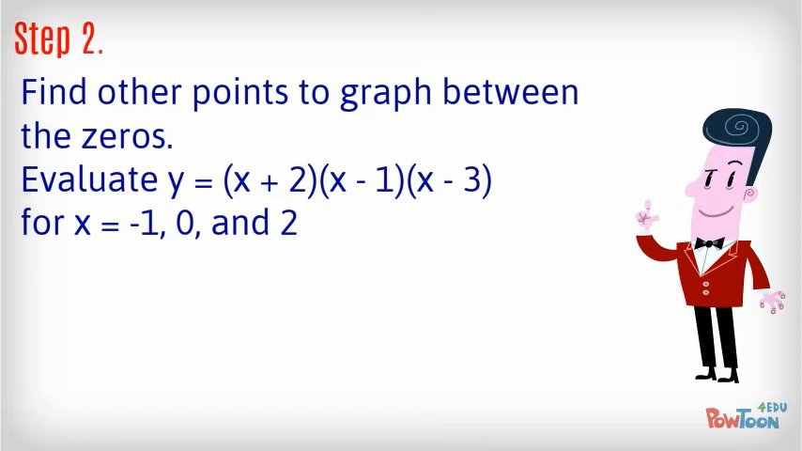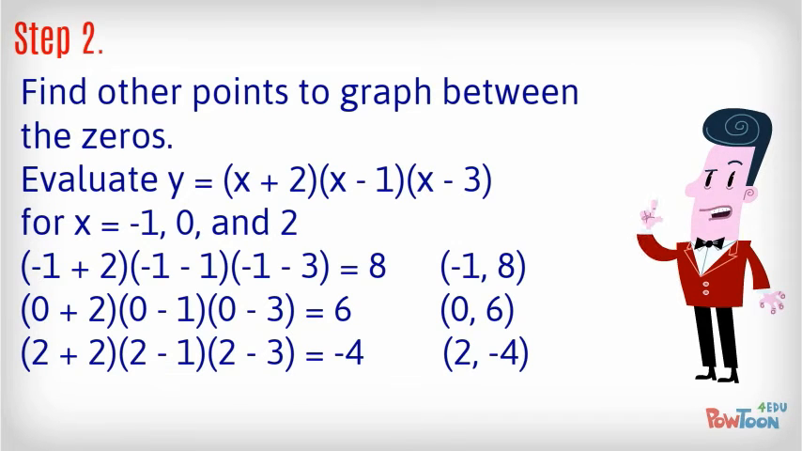Have you evaluated what the y values are? There they are. So when x is -1, we get 8 for y. When x is 0, we get 6 for y. And when x is 2, we get -4 for y. Now we have 3 more points that we can graph, besides the 3 zeros, which we already figured out.